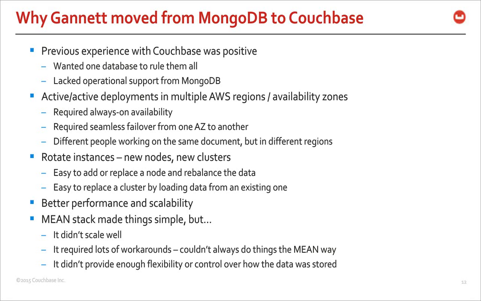And so that's why within a particular region, they will deploy to multiple availability zones. And what they're looking for is that if they were currently active on one availability zone and it failed, they should be able to seamlessly and instantly fail over to a second availability zone. That was kind of one of the major requirements.